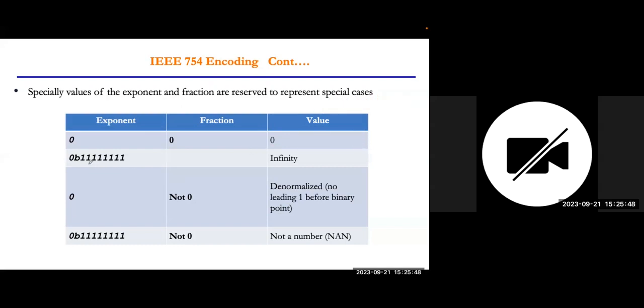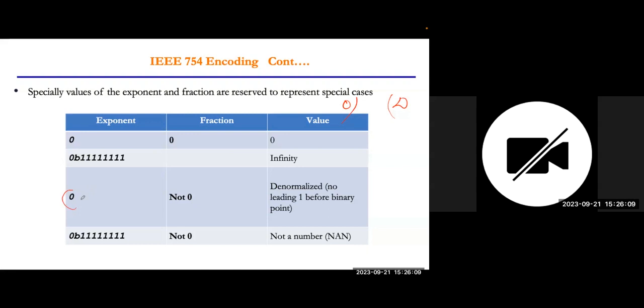And if the exponent, written in binary form, has all ones, that is infinity. The value is infinity. So 0 and infinity are the special cases.